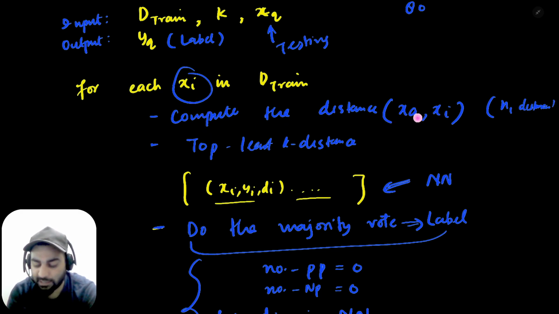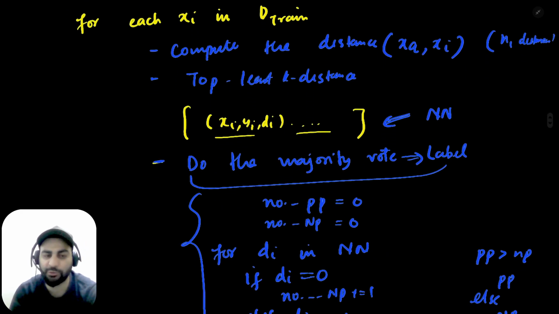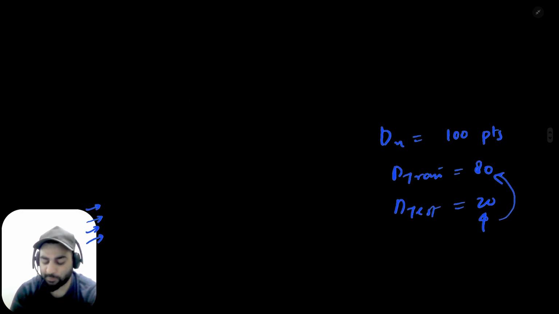Compute the distance between xq and xi for all of these points. In our case, it will compute 80 distances. The second thing is, we are taking the least k distances. So we are taking the topmost least k distances, and then we are doing the majority vote on them. That's what we have done in the code.